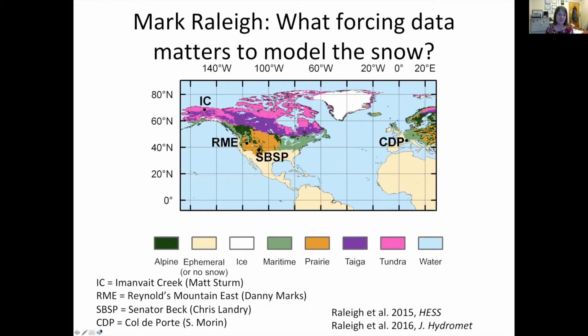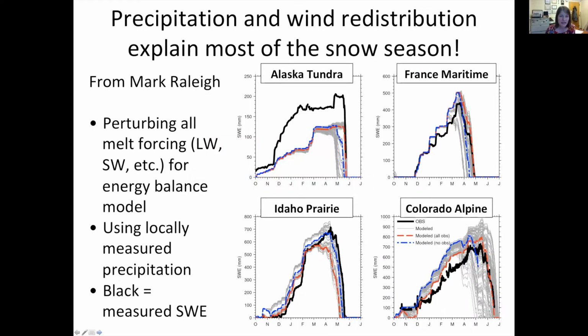To demonstrate just how important this is, I want to show a little bit of work from Mark Rowley, who asked the question of what data matters the most to model the snow. This came out in two papers in 2015 and 2016. And he looked at four different locations with very good snow and atmospheric measurements across the Northern Hemisphere: Imnavait Creek up in Alaska, Reynolds Mountain East in Idaho, Senator Beck in the high mountains of Colorado, and Col de Porte in France. And he started with, if you actually measured precipitation, how well could you model snow?